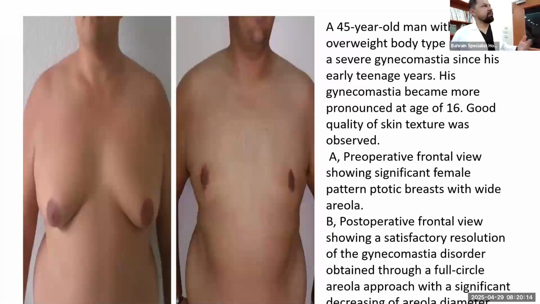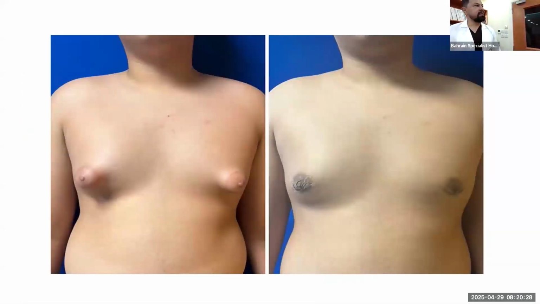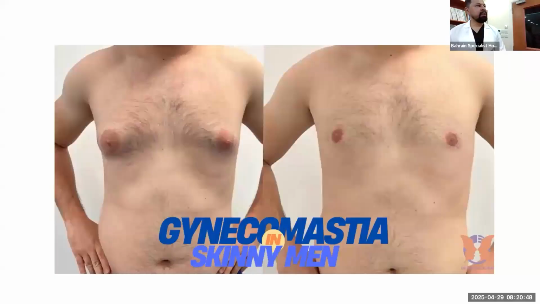You can see one more. This is a 45-year-old male. It's a huge, grade 3, 4. When done properly, with liposuction and gland excision, the transition will be smooth and there is no stepladder pattern. You can see one more before and after. This is adolescent gynecomastia. Usually, we can do gynecomastia surgeries as early as 16 years of age, because that is the age when it impacts psychologically. So we can do it as early as 16 years also. In case of skinny people, you can see a huge difference after the surgery.